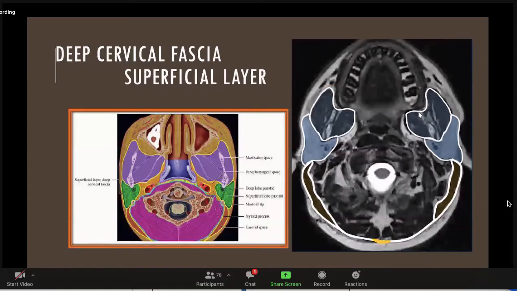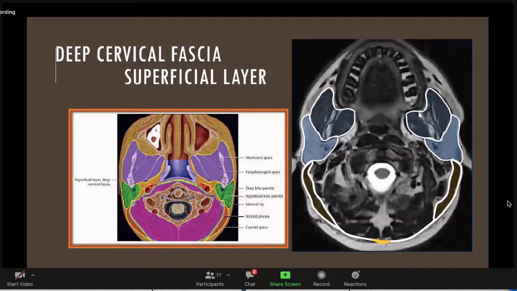And then we'll have a look at the deep cervical fascia. We'll talk about the superficial layer of the deep cervical fascia first. Let's see a cross-sectional cut across the suprahyoid neck. A very important ligament is the nuchal ligament. This yellow structure here is located posterior-centrally. It extends from the occipital protuberance inferiorly to the tip of the spinous process of C7 vertebra.